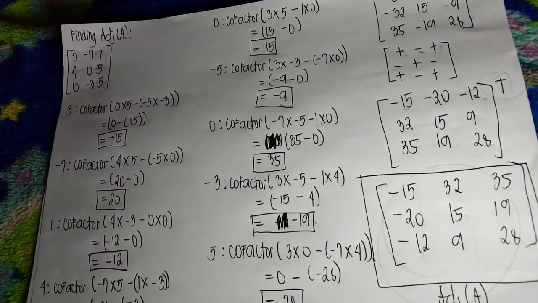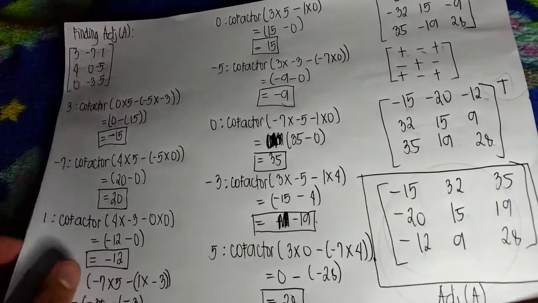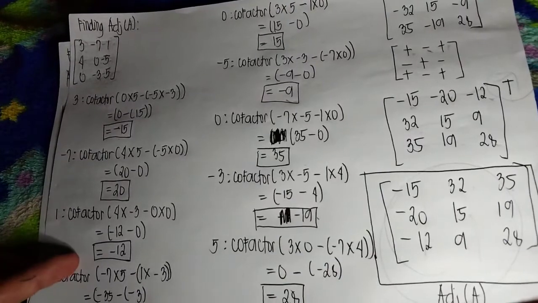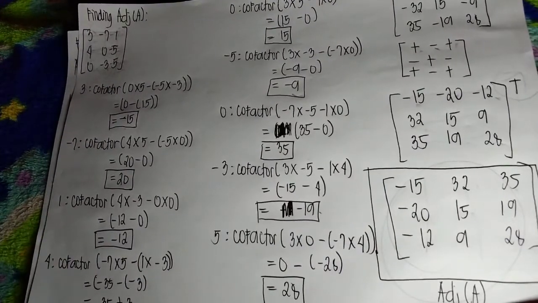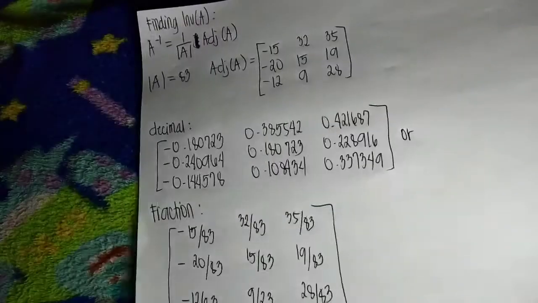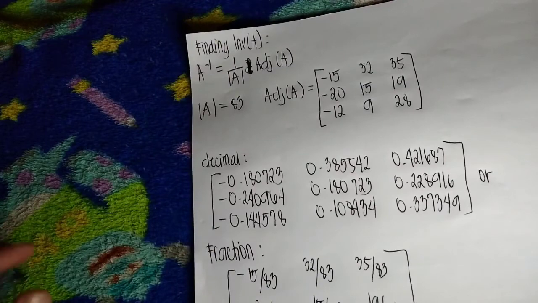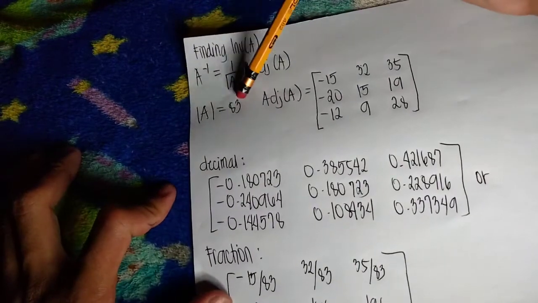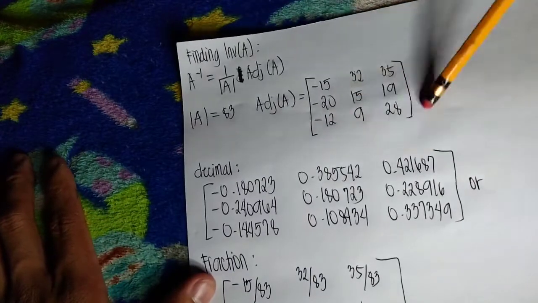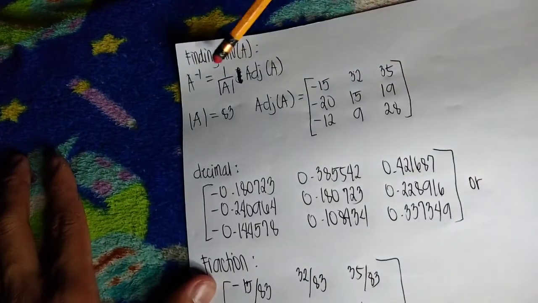So, we already done getting the adjoint of A, and we already also done in getting the determinant. So, makakacome up na tayo sa ating inverse sa matrix. So, next tayo. Sulat lang natin yung answer sa dito. Yung determinant mo at saka yung adjoint na result is negative. Ito na.